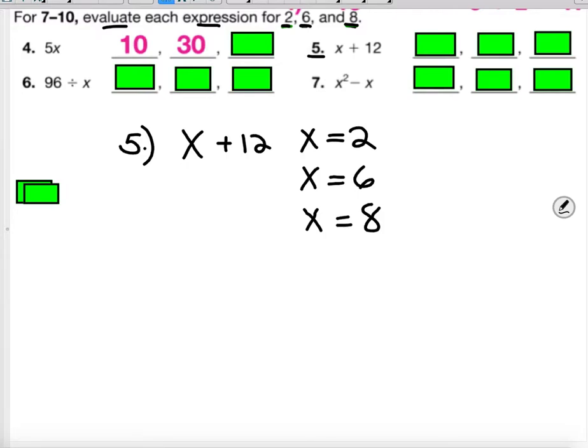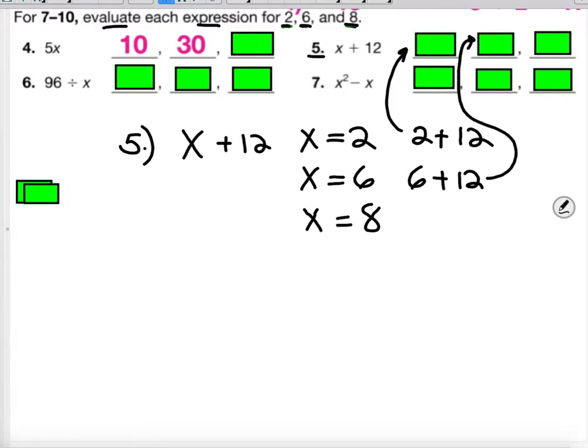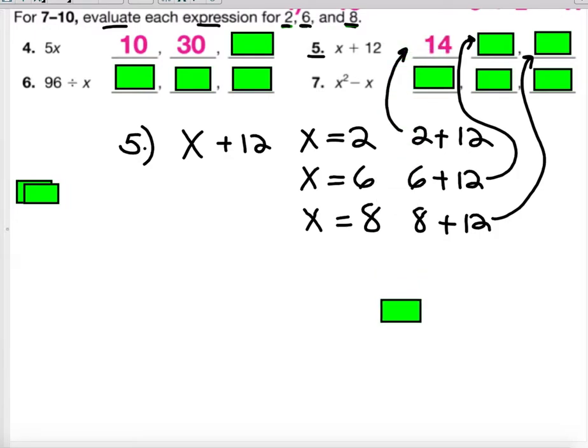We have 2 plus 12, which gives us that answer. We have 6 plus 12, and that would give us that answer. We have 8 plus 12, and that would give us that answer. And this answer, of course, should then be 14. You would know what the other answers would be.